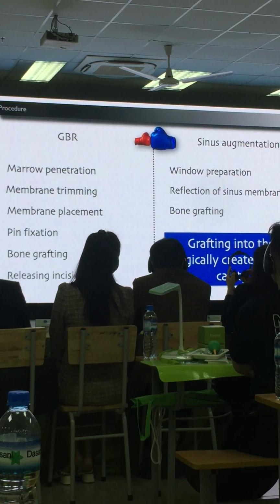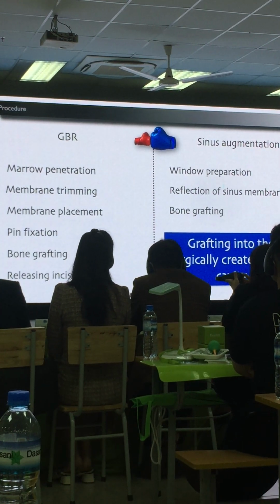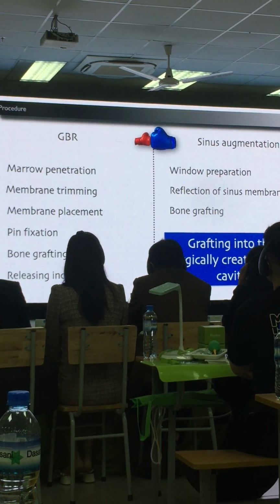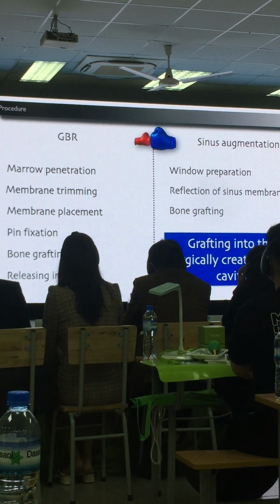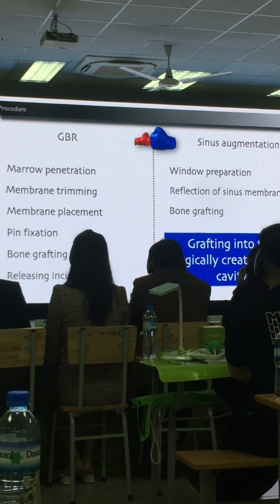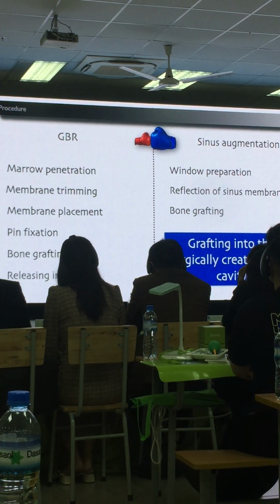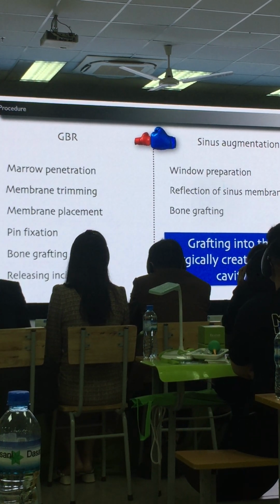On the other hand, the sinus augmentation procedure is relatively simple. A lateral access window is prepared as planned, and then the sinus membrane is reflected. Finally, bone substitute is inserted into the created space. That's it. Very simple.